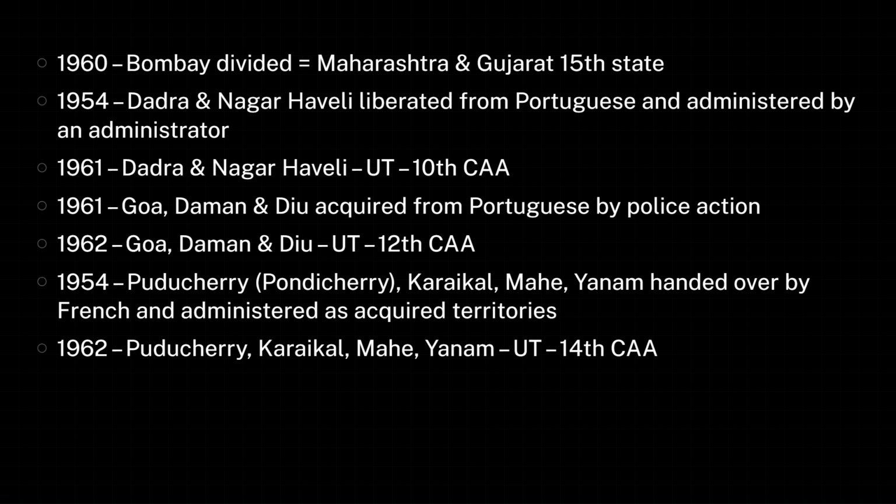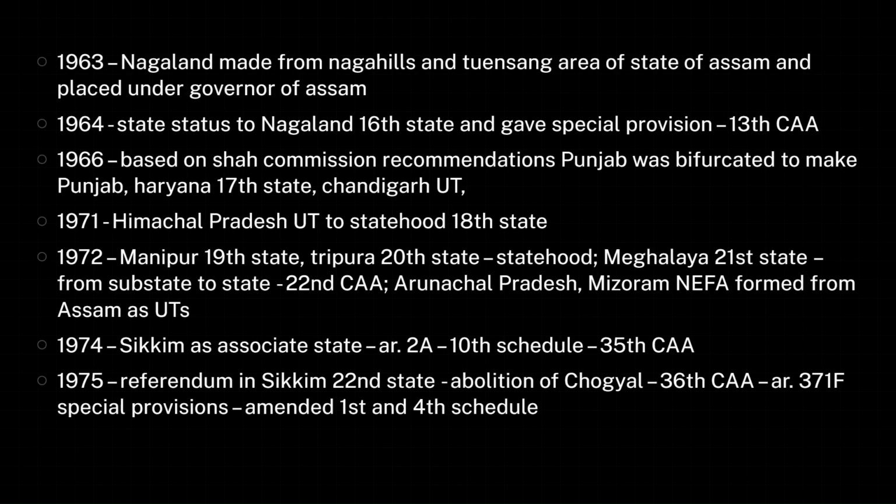In 1954, Puducherry, Karaikal, Mahe and Yanam were handed over by French and it was administered as acquired territories, which in 1962 became a UT with 14th Constitutional Amendment Act. In 1963, Nagaland was made from Assam and it was placed under the Governor of Assam.